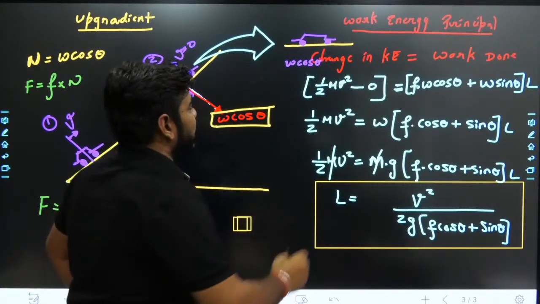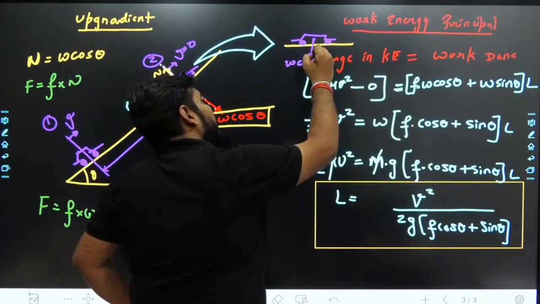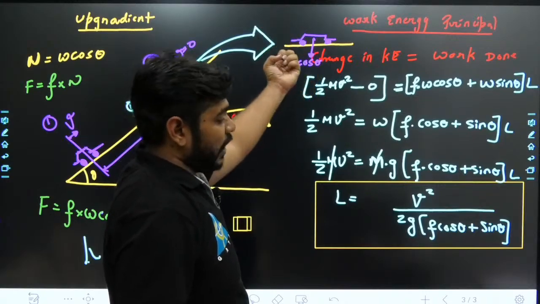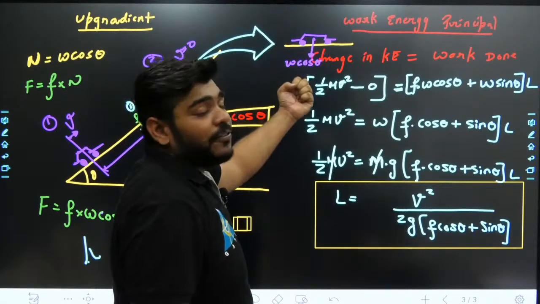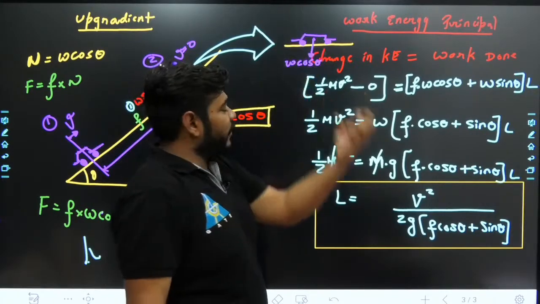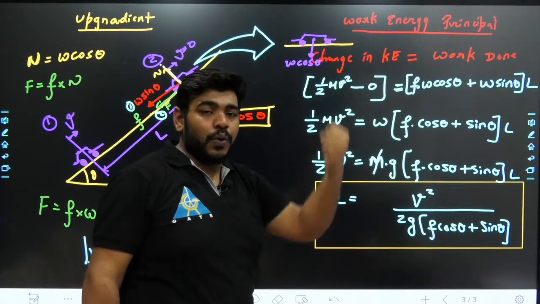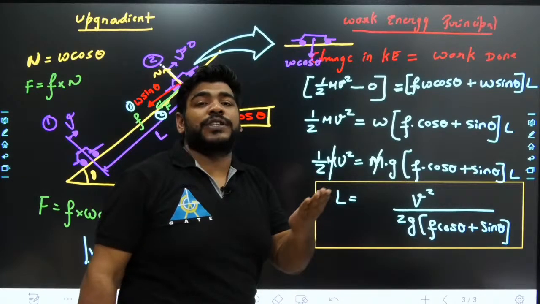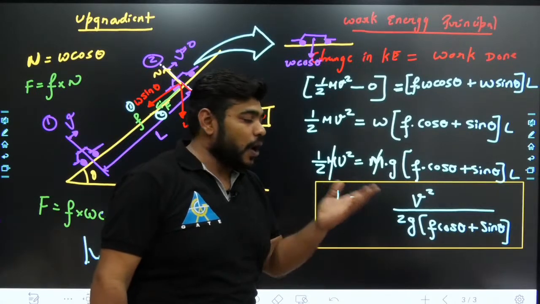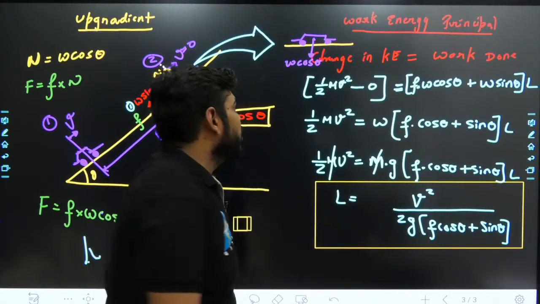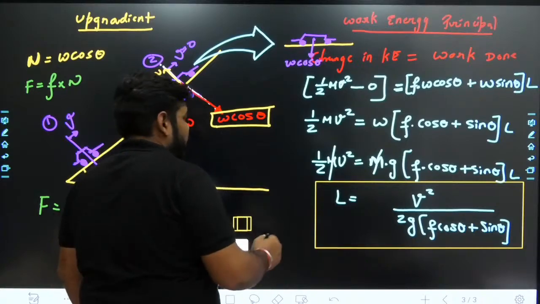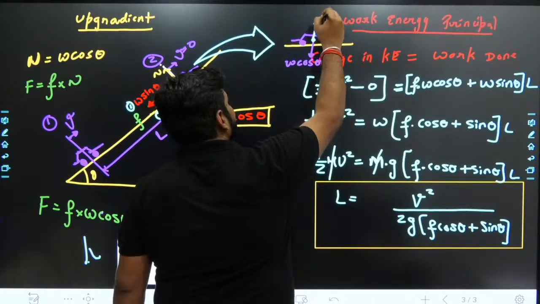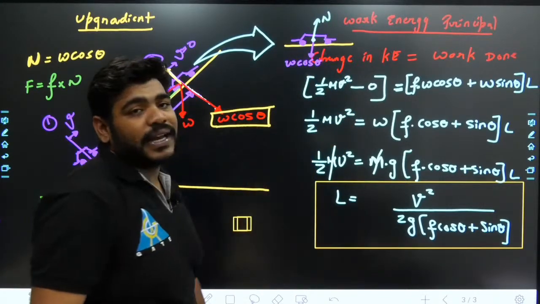Now we'll ask, what will be the total reaction felt by this car? If the total force in the downward direction is W cos theta, then there is always an equal and opposite reaction. You might have heard about it. So the equal and opposite reaction for this W cos theta is the normal reaction. That's why it is written as normal reaction W cos theta.